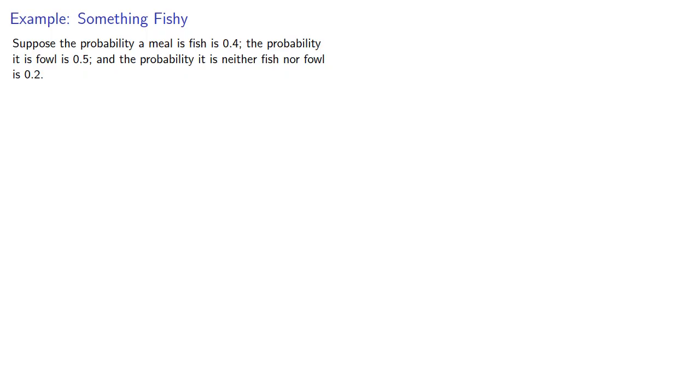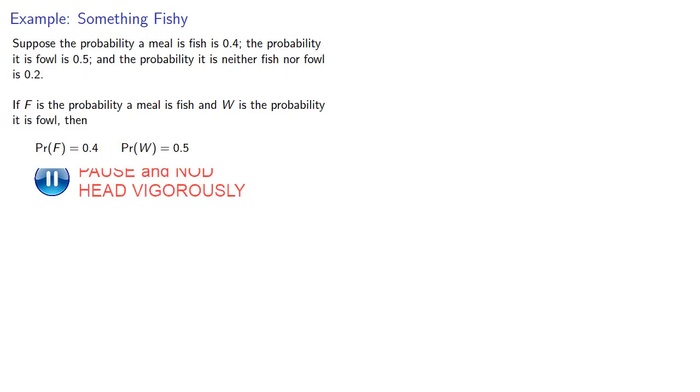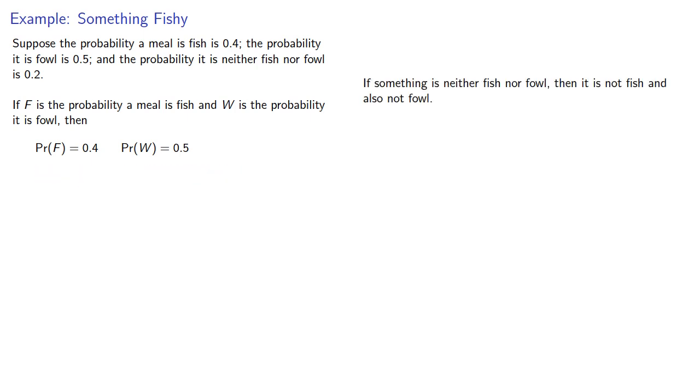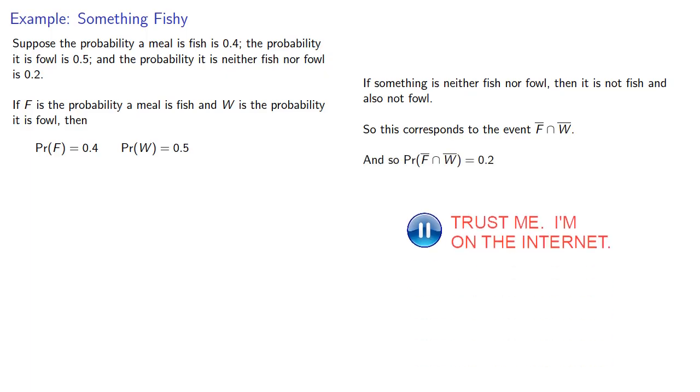So, for example, let's say the probability the meal is fish is 0.4, fowl is 0.5, and the probability it's neither is 0.2. So if F is the event a meal is fish and W is the event it's fowl, then we have our probabilities. Now, if something is neither fish nor fowl, then it's not fish and also not fowl. And so this corresponds to this intersection of the complements, and we have that probability.